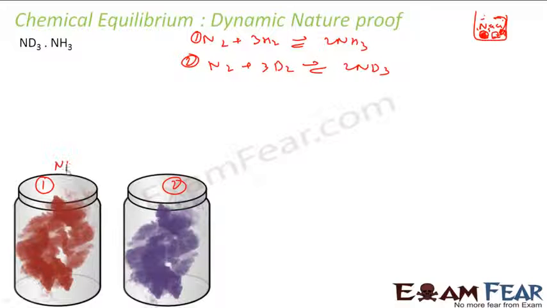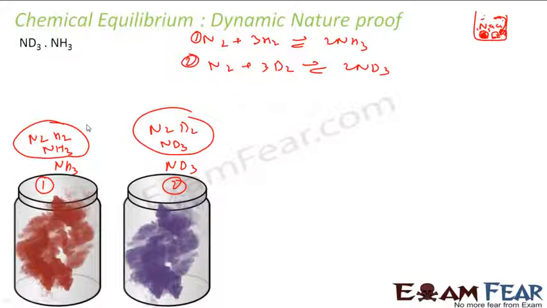So here I have NH3 in equilibrium, here I have ND3 in equilibrium, and both have reached equilibrium now. I have kept N2 and H2 in one beaker. It reached equilibrium. So beaker 1 will have N2, H2, and NH3. Three things. Beaker 2 will have N2, D2, and ND3. Three things.